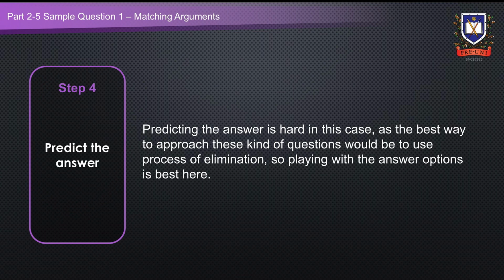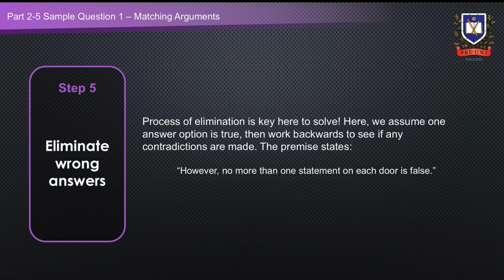The fourth step is to predict the answer. Predicting the answer in this case, however, is difficult as the question requires the exposure of answers. We need to use the process of elimination in order to solve for the answer. The final step is to eliminate wrong answers. Again, process of elimination in this case is best to solve this question.